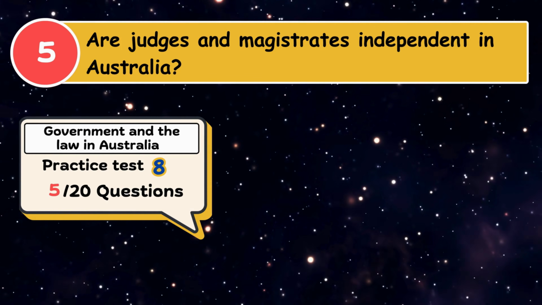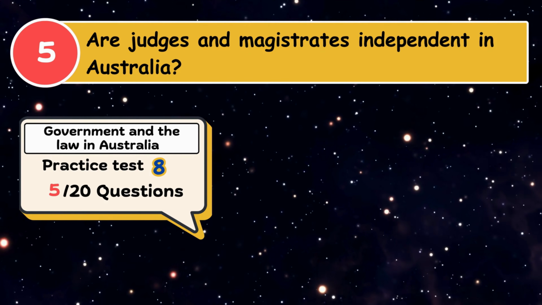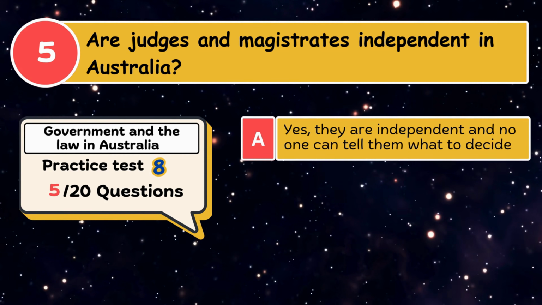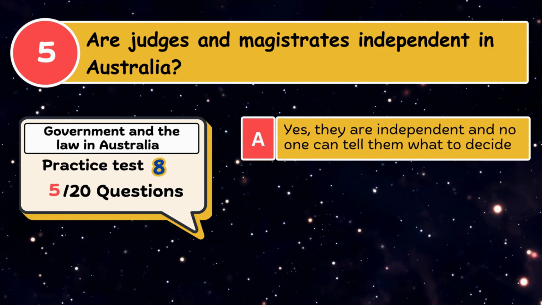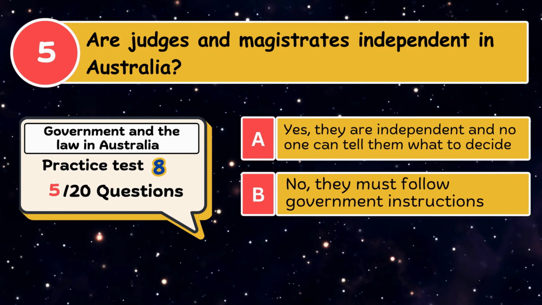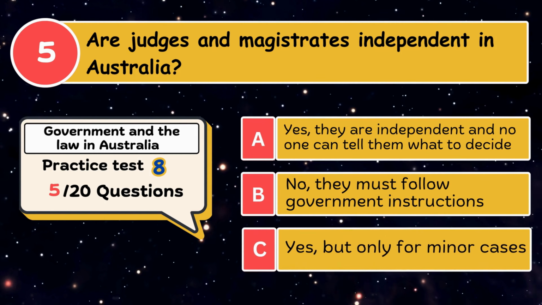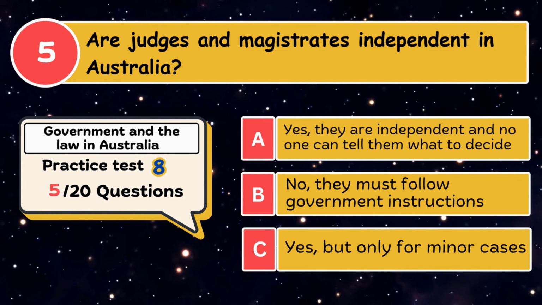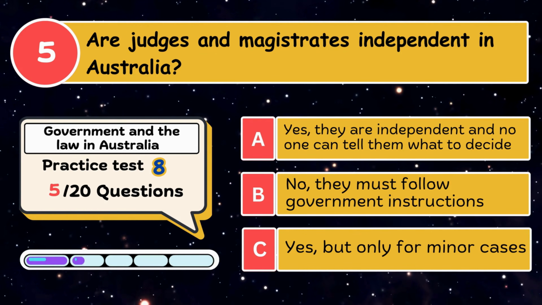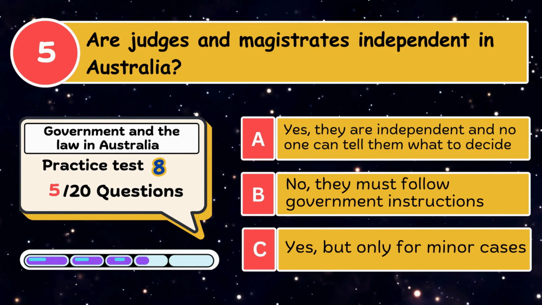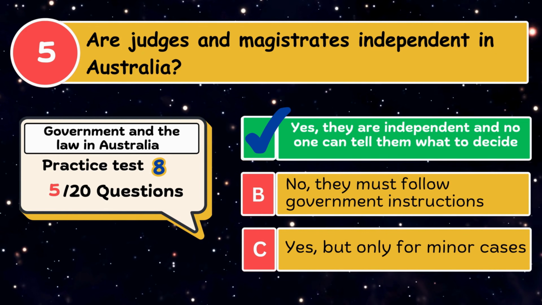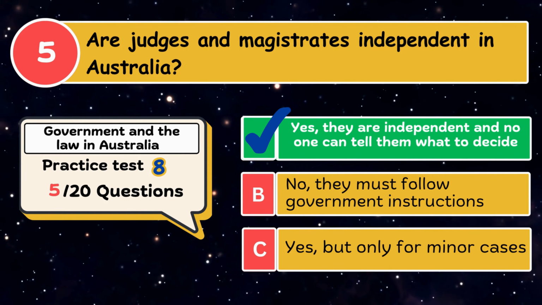Are judges and magistrates independent in Australia? A. Yes. They are independent and no one can tell them what to decide. B. No. They must follow government instructions. C. Yes, but only for minor cases. The correct answer is yes. They are independent and no one can tell them what to decide.